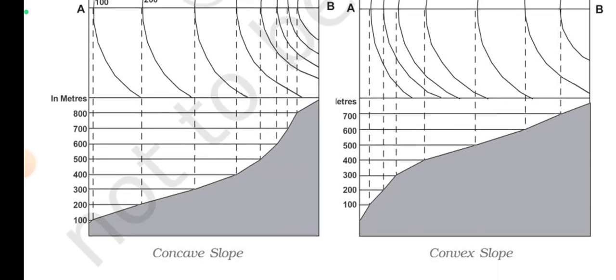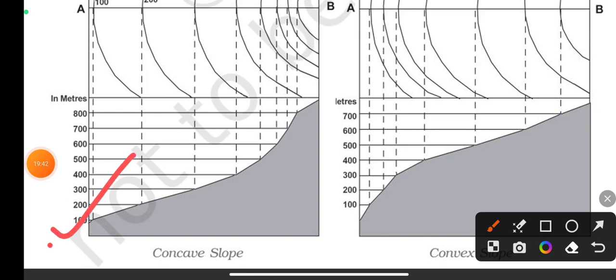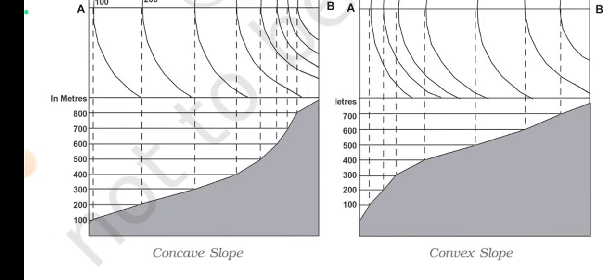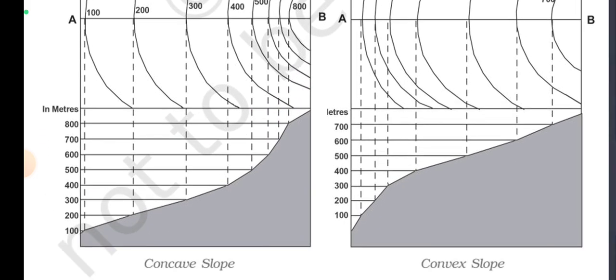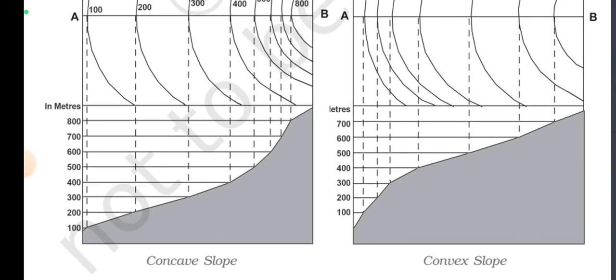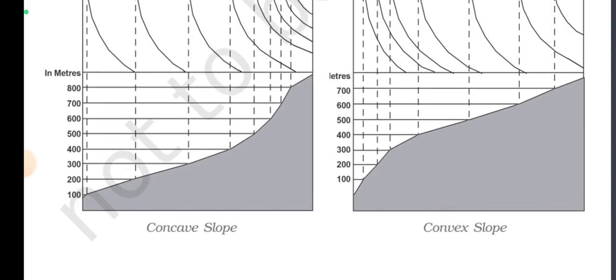You can see the contours at the lower part. Here you can see these contours at the lower parts are widely spaced, but contours at the upper part are less spaced. So then we will say it is a concave slope. And if the situation is reverse, we will say it is a convex slope.